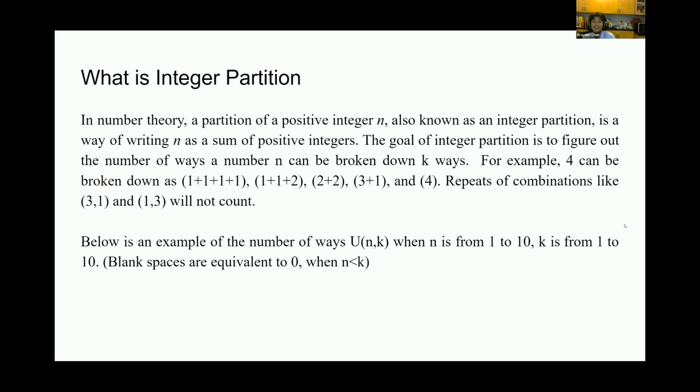In number theory, a partition of a positive integer n, also known as an integer partition, is a way of writing n as a sum of positive integers. The goal of integer partition is to figure out the number of ways the number n can be broken down into k parts. For example, 4 can be broken down into 1 plus 1 plus 1 plus 1, or 1 plus 1 plus 2, or 2 plus 2, or 3 plus 1, and also just 4.